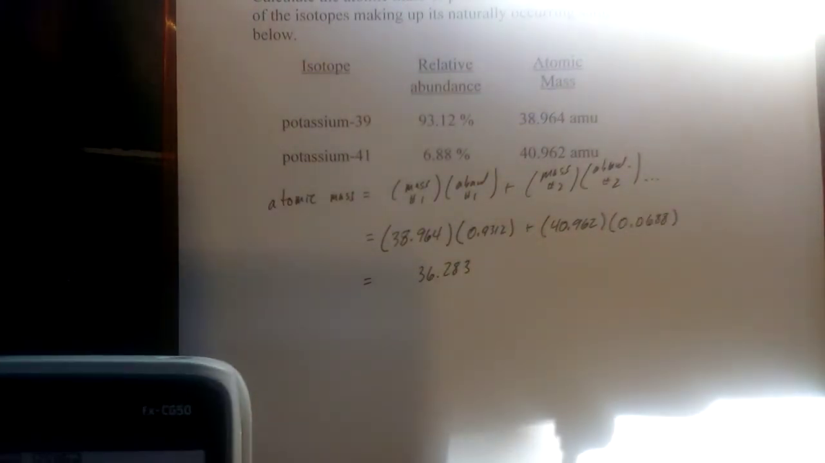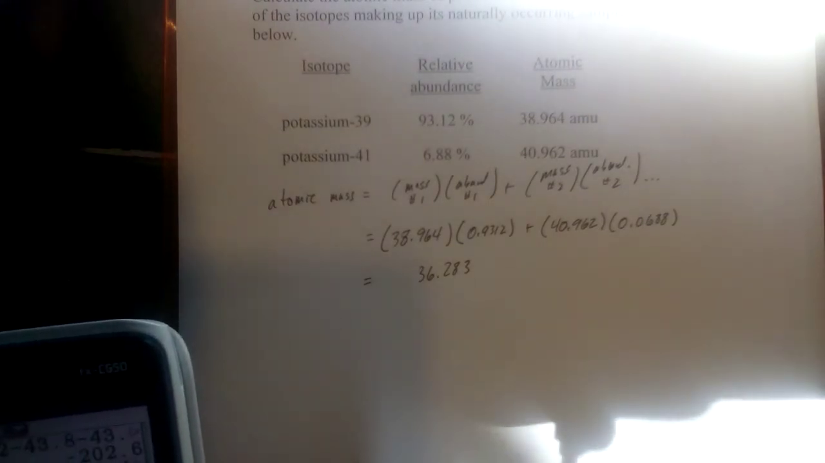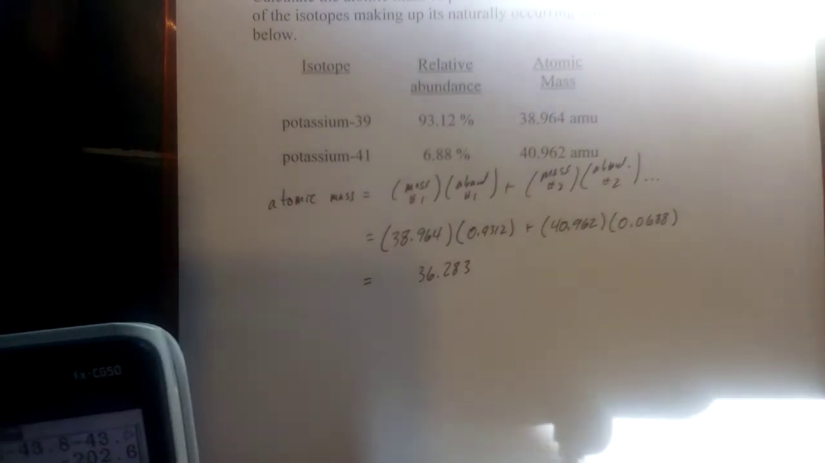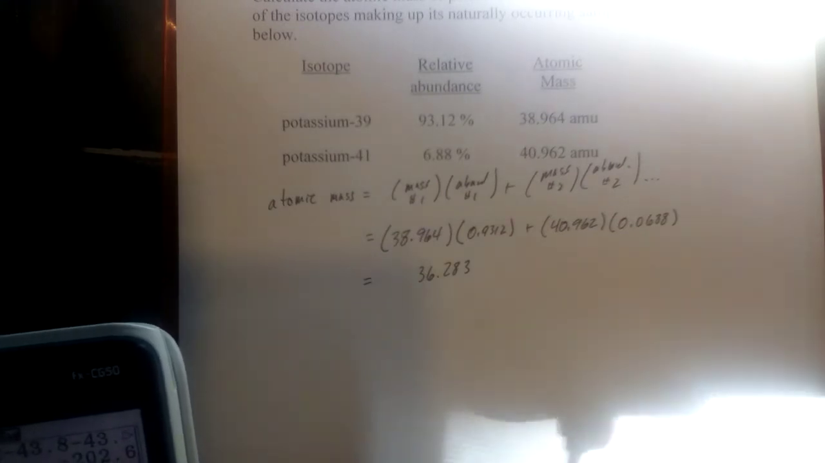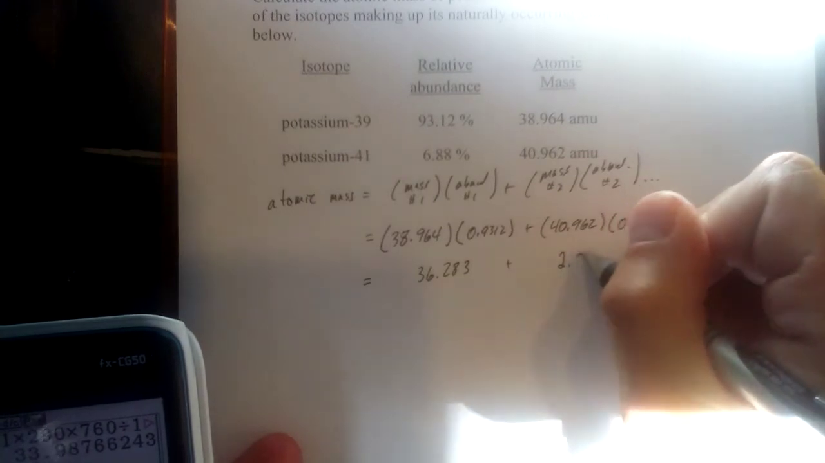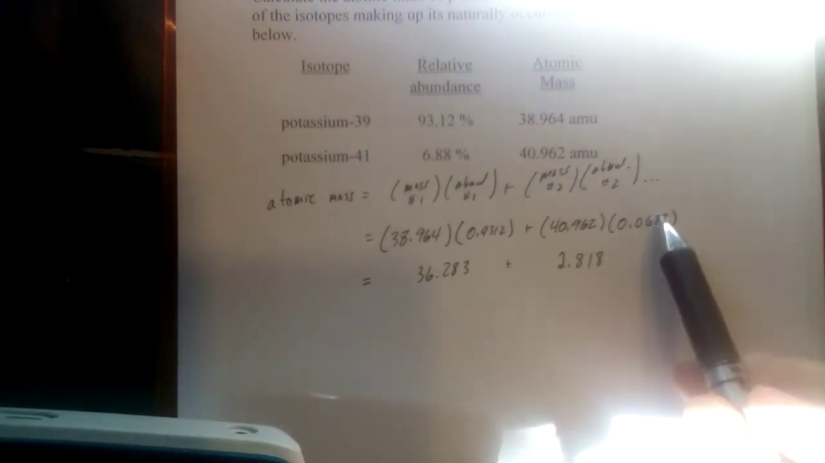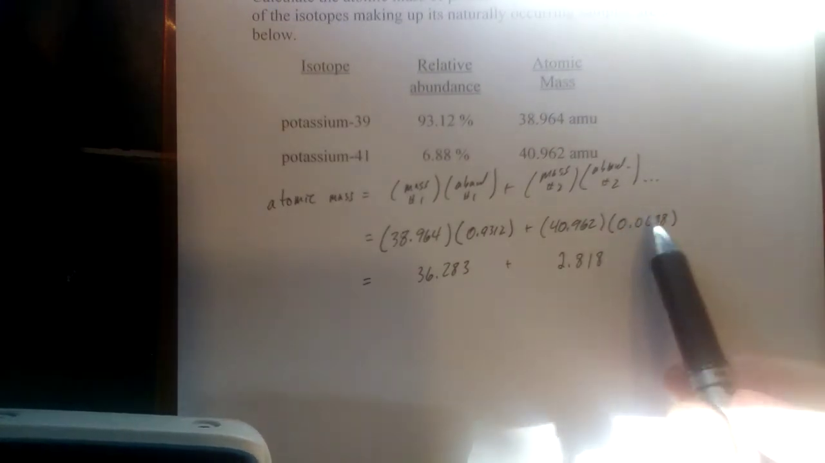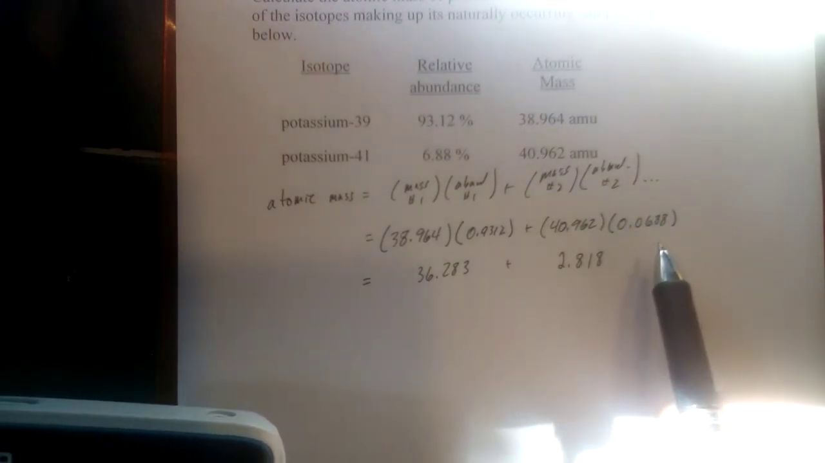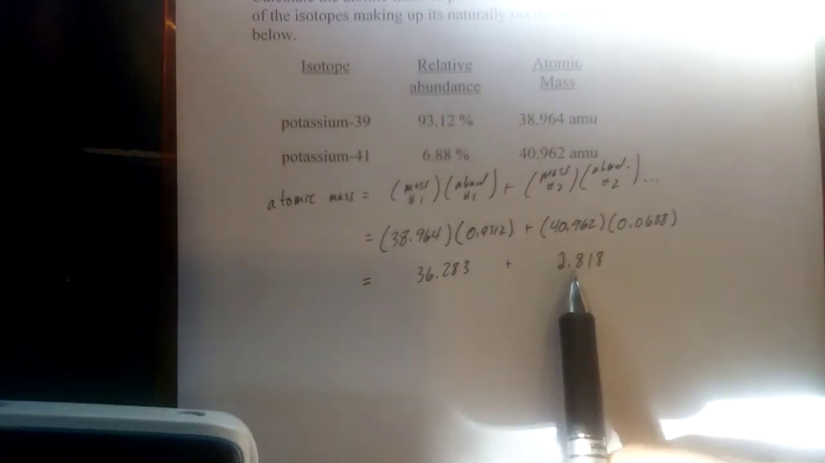36.283 atomic mass units, and then the second one, 40.962 times 0.0688, I'm going to say is 2.818. Now, this is going to be our limit here. This abundance is only 3 significant figures. So at the end, we're going to have to think about this being limited to 3 significant figures here.